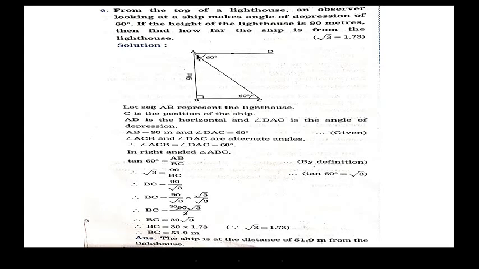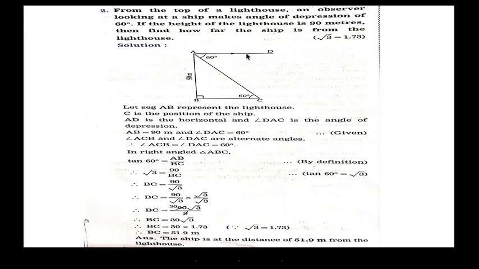The height of the lighthouse is given as 90 meters. That means AB is equal to 90 meters. We have to find how far the ship is from the lighthouse. That means we have to find the distance of BC. So now AD is constructed in such a way that it is parallel to BC.